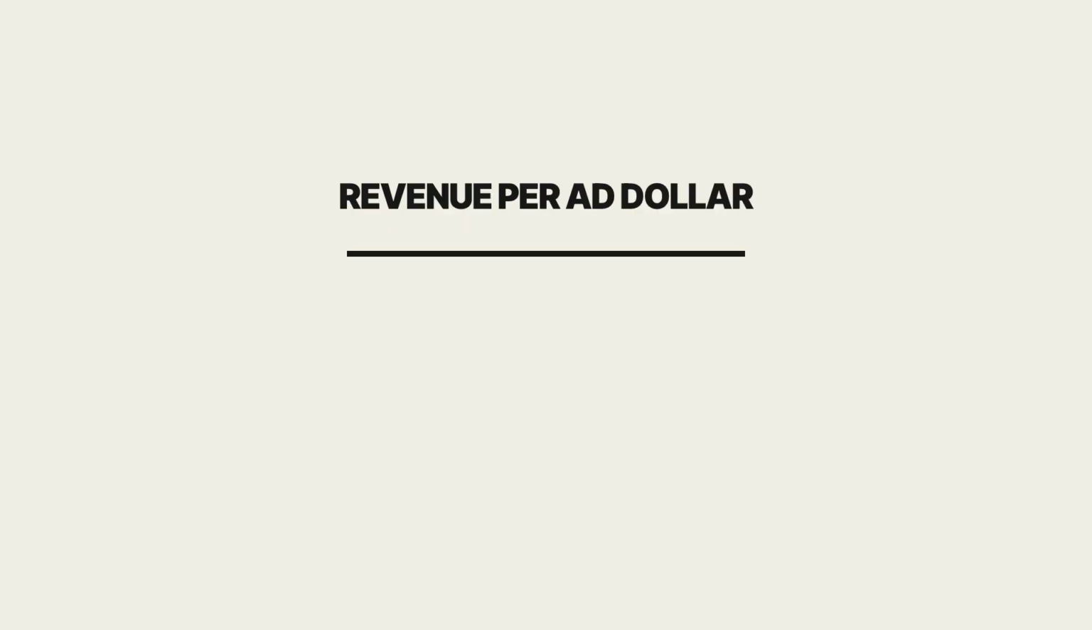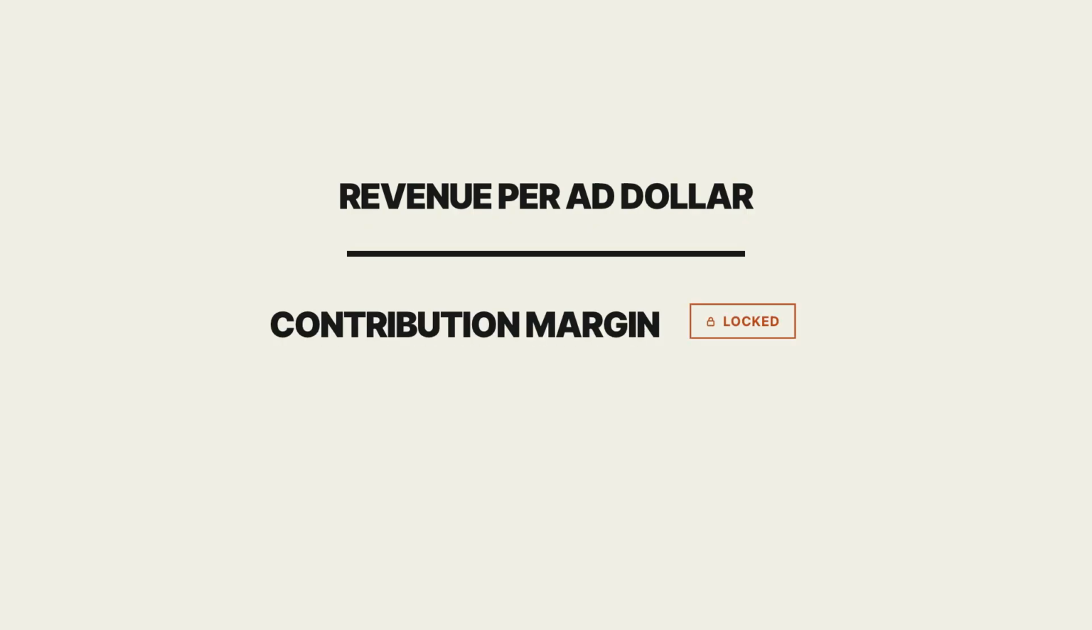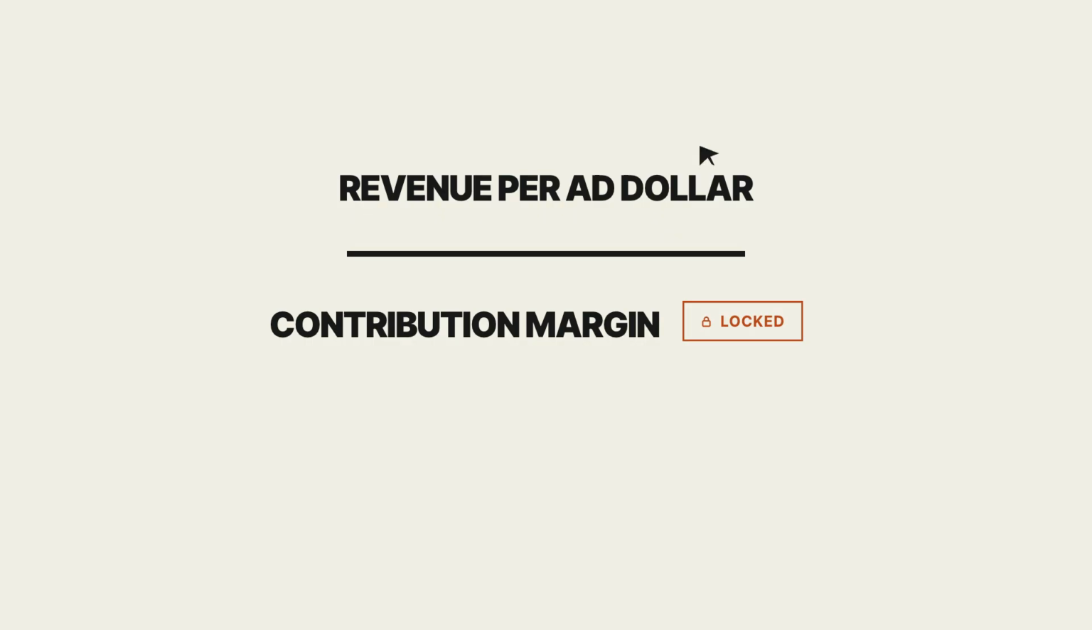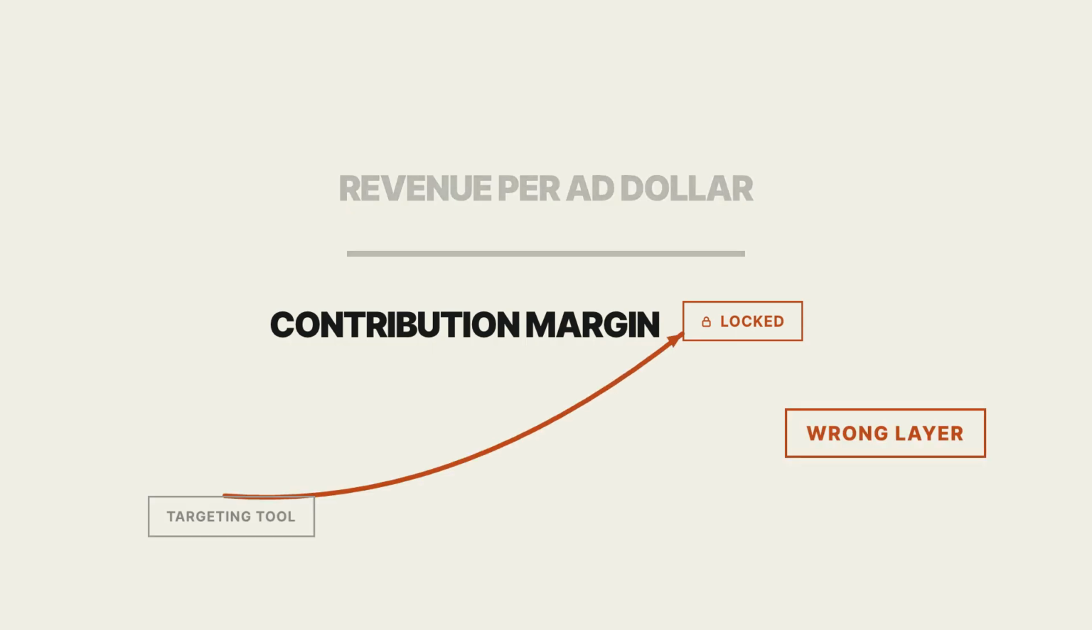Picture your ad performance as a single fraction. On top, revenue per ad dollar, the part a media buyer can actually move with sharper audiences and stronger creative. On the bottom, your contribution margin, the number that was locked in before the ad ever ran. A media buyer can lift the top of that fraction. Nobody can touch the bottom from inside Ads Manager. Handing a margin problem to a targeting tool is asking the wrong layer of the business to fix it.